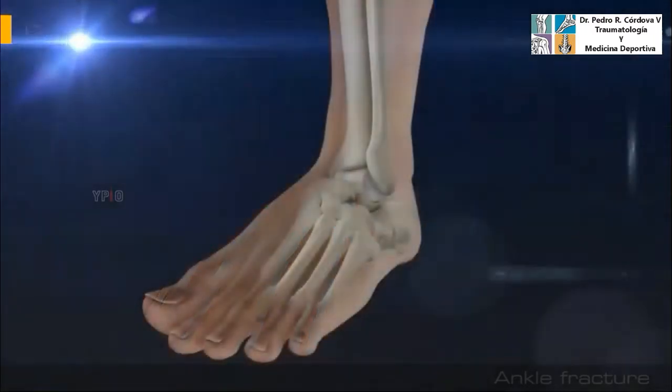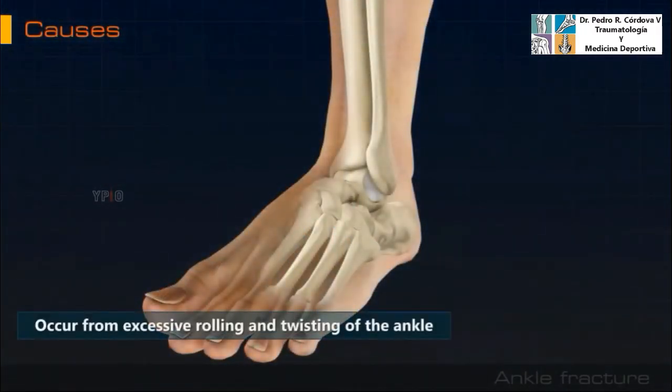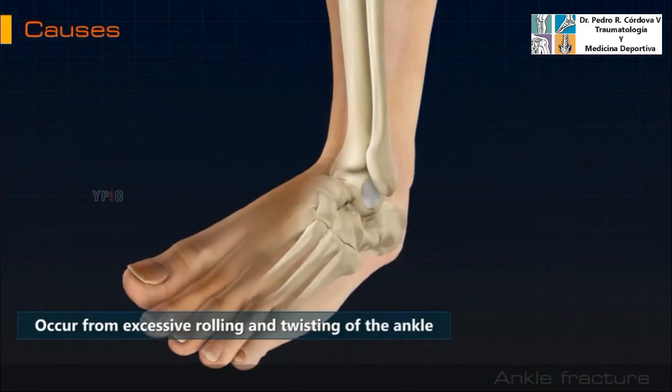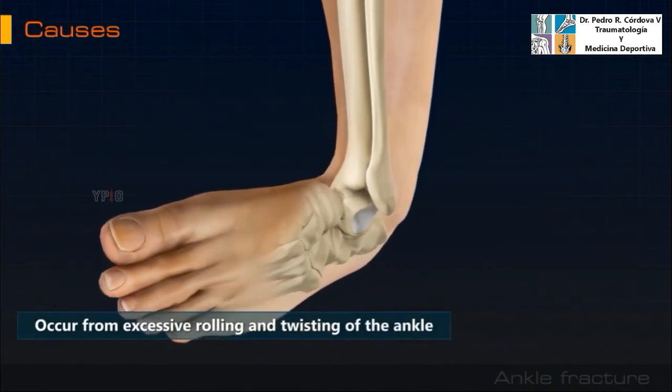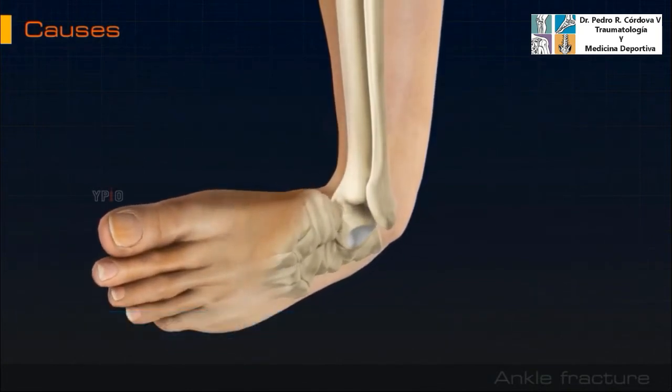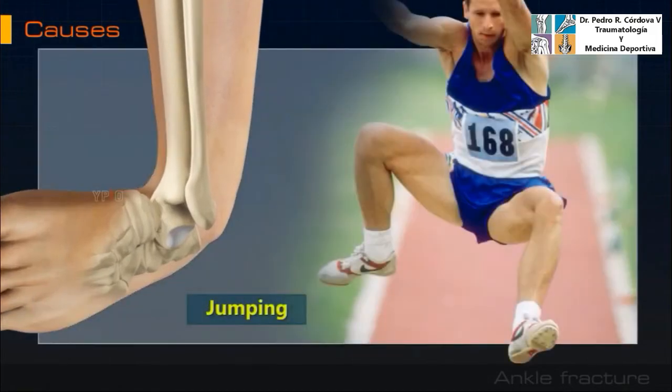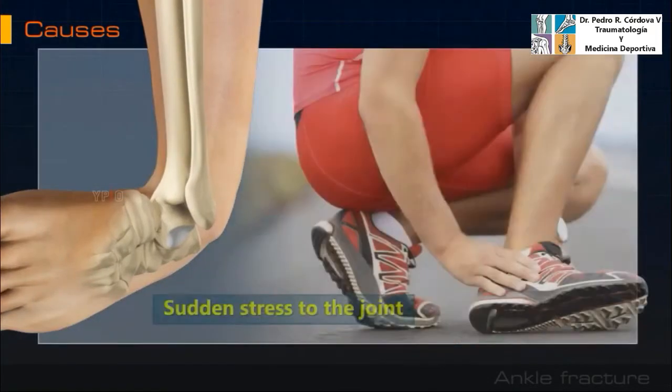fracture. Causes: ankle fractures occur from excessive rolling and twisting of the ankle, usually occurring from an accident or activity such as jumping or falling, causing sudden stress to the joint.